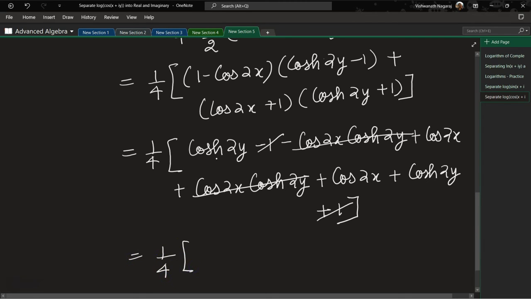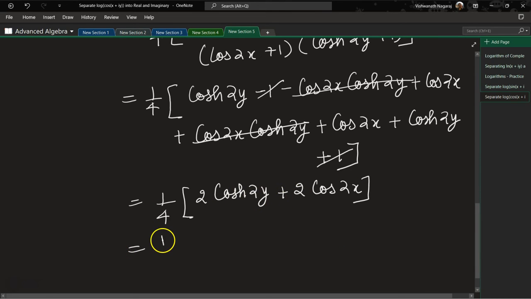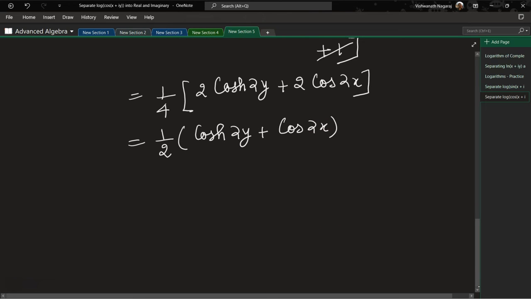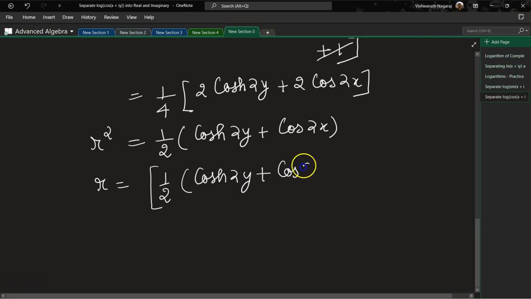Hyperbolic cos 2y is twice, so 2 times hyperbolic cos 2y, and cos 2x is again 2 times, so cos 2x. Okay, this 2 and 2 is common, we can take it out, and this becomes 1 by 2 times hyperbolic cos 2y plus cos 2x. Okay, so we have got r square, which means r is equal to 1 by 2 times hyperbolic cos 2y plus cos 2x, to the power of 1 by 2.